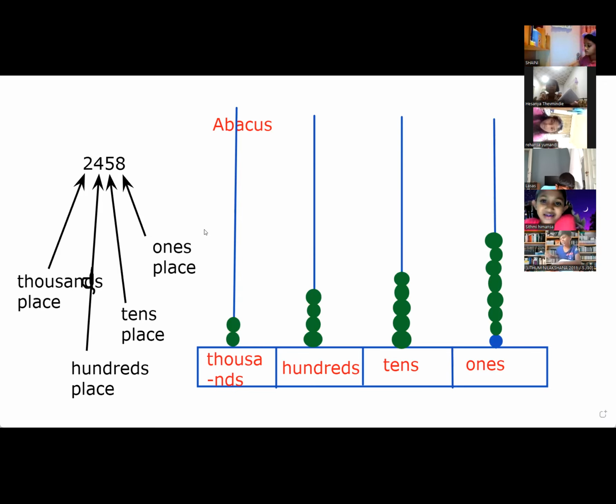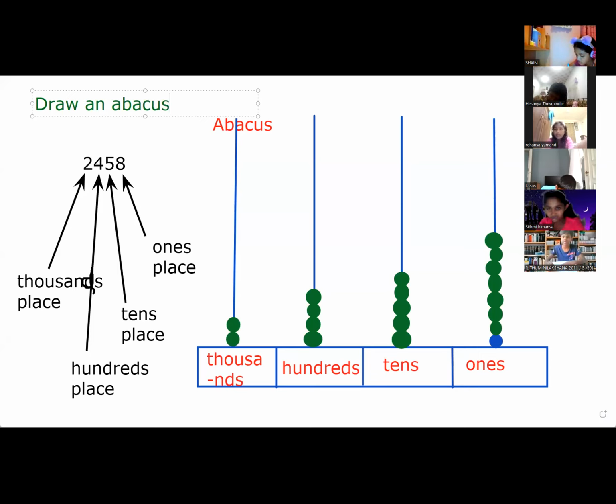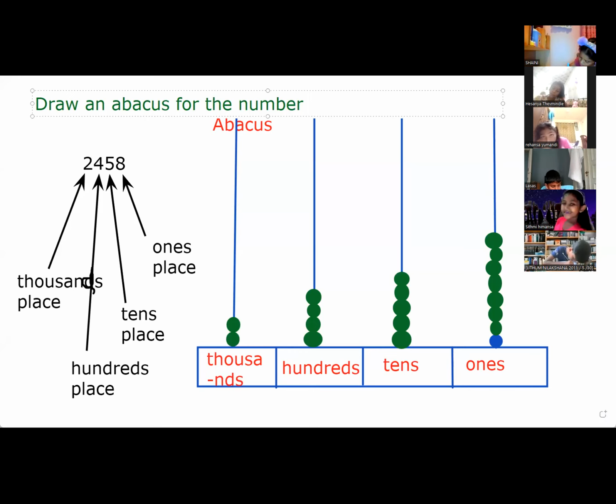Okay, now I will give another number for you. Right? I will give you one to draw quickly. Draw it properly. I think it is enough for the abacus part. Okay? It is not difficult. Especially you remember the position names of the number. Right. If you finish drawing this abacus, another question you write down. Like that, draw an abacus for the number.